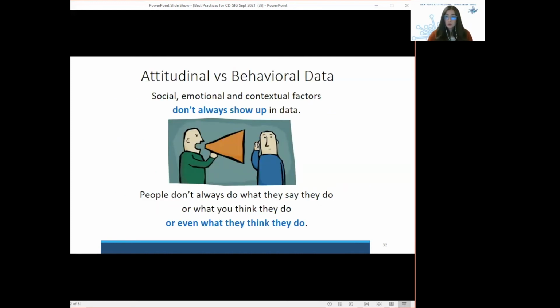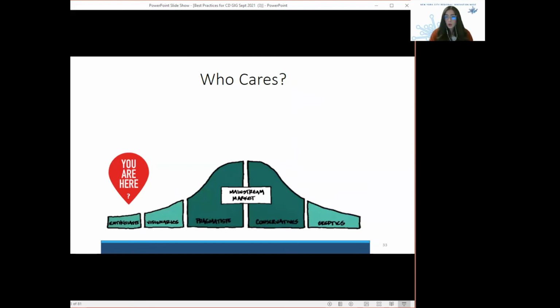But beware that social, emotional, and contextual factors don't always show up in the data. People don't always do what they say they do or what they think they do. So make sure you're searching for behavioral data rather than attitudinal data. A person who shops at the same place regularly is behaviorally loyal, while a person who tells others how great the store is is attitudinally loyal. So just adjust your questions to anticipate that type of feedback and try to ask for specific examples of, let's say, the last time they visited the store and how that went. Really, you want to get to who cares the most, how big is the problem, and how big is the market opportunity to innovate within.